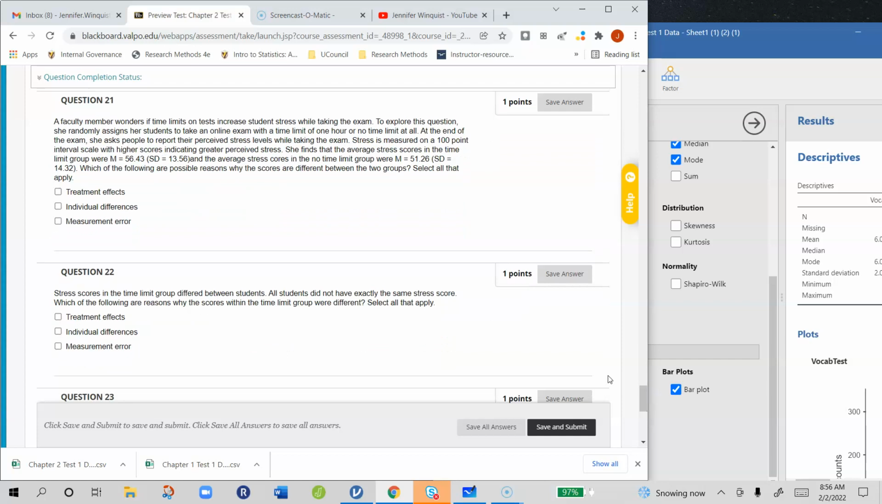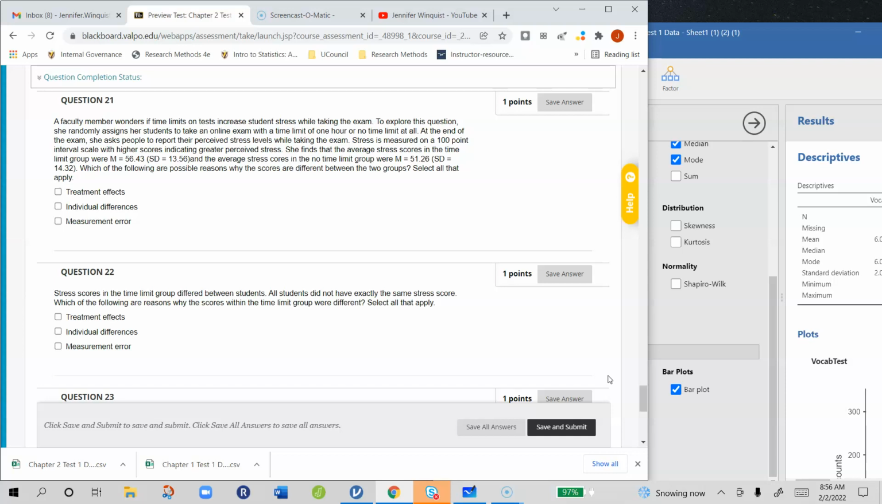Okay, now question 21, a faculty member wonders if time limits on tests increase student stress while taking the exam, and so she randomly assigns her students to take an online exam with a time limit of 1 hour or no time limit at all. At the end of the exam, she asks people to report their perceived stress, and they measure stress on a 100-point interval scale with higher scores indicating greater perceived stress. And she finds that the average scores in the time limit group were 56.43, and in the no time limit group it was 51.26. I want to know what are the possible reasons there are different scores between these two groups.